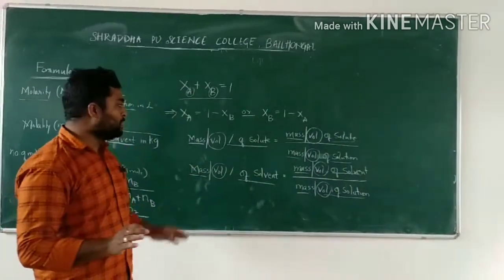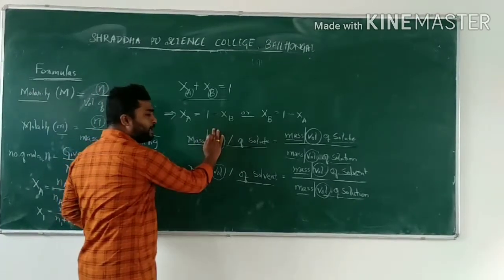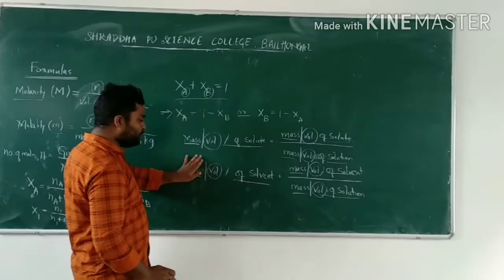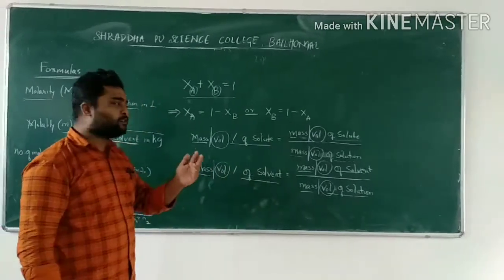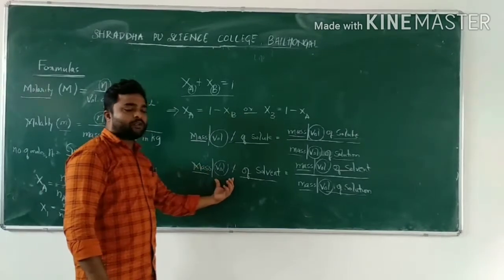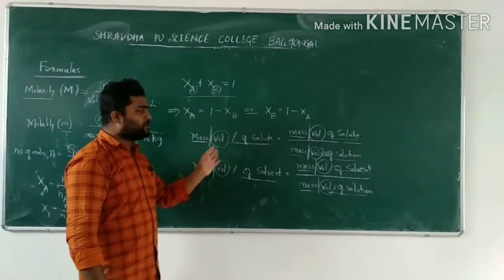So if in your numerical they are asking you mass percentage of the solute, don't write the volume part. If they are asking you volume percentage of the solute, don't write the mass part. That means it depends on the numerical whether they are asking you mass percentage or volume percentage. Based on that, you can just rephrase this.